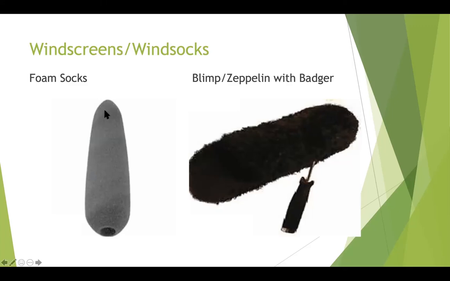Windscreens: foam sock, blimp with a badger on it, sometimes called a dead cat. The fur on these things slows the air movement through it. This big blimpy shape, if you've seen them with the covers off, is just a cage, right? The idea of the cage is to keep wind from touching the microphone. Well, this cloth covering, the hair on the cloth, slows the air down even further, keeps the microphone quiet.